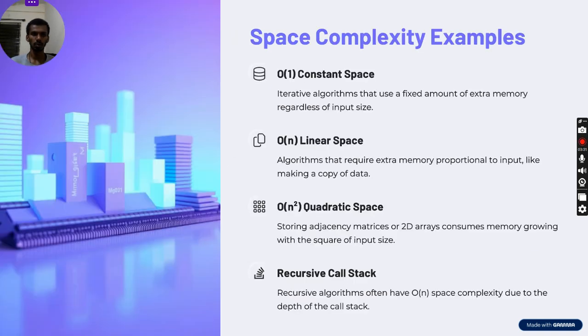Space complexity examples: O(1). Constant space. Iterative algorithms that use a fixed amount of extra memory regardless of input size. O(n). Linear space. Algorithms that require extra memory proportional to input, like making a copy of data. O(n²) is quadratic space. Storing adjacency matrices or 2D arrays consumes memory growing with the square of input size. Recursive call stack. Recursive algorithms often have O(n) space complexity due to the depth of the call stack.